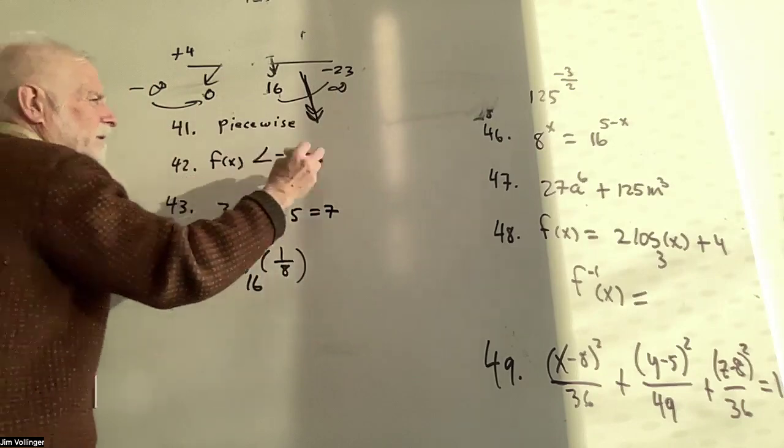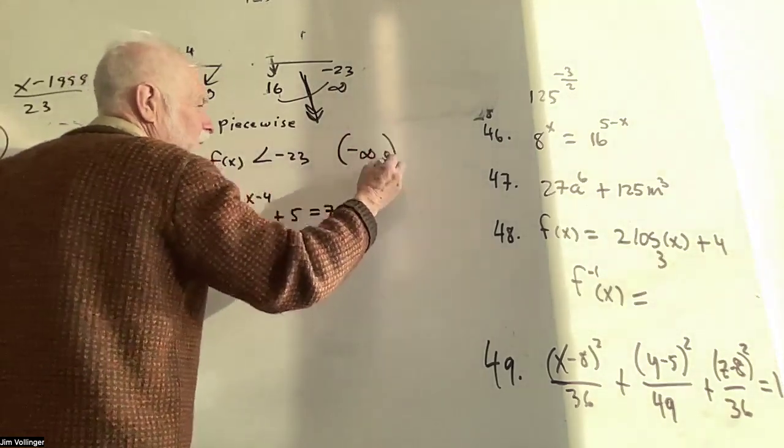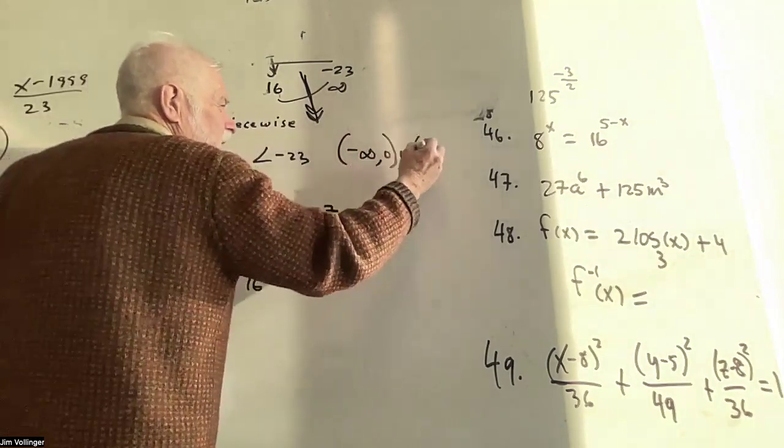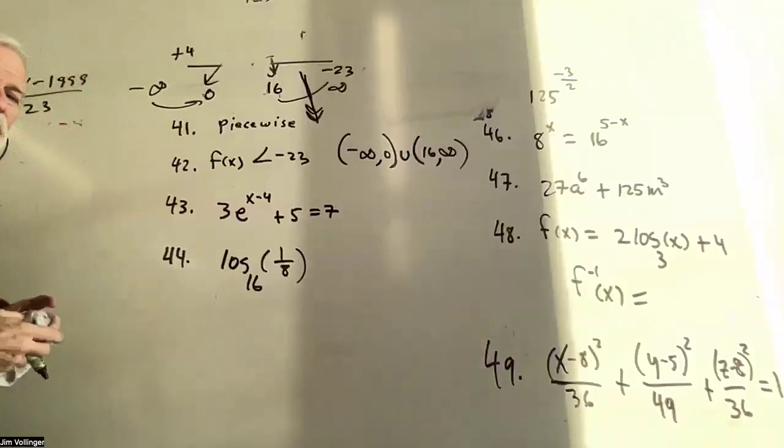And the way that's written is negative infinity to 0. And it didn't say or equal to, so it's a parentheses union 16 to infinity. I'll take more time with that in class.